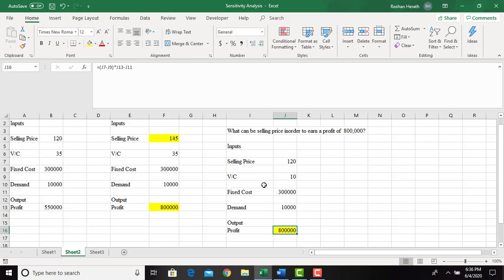If you can make the variable cost 10, so you can see you can achieve the desired profit. And this is the essence of goal seek. In order to achieve a specified output, you can change an input and see how it works, right? Okay.